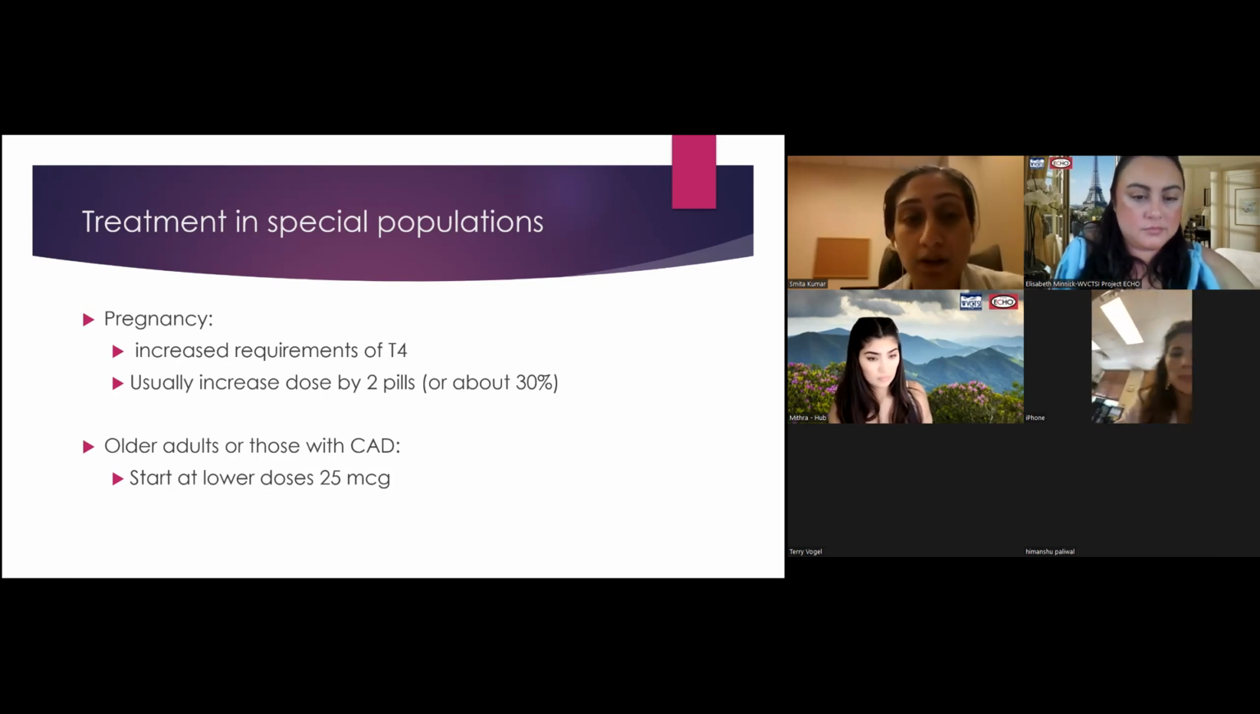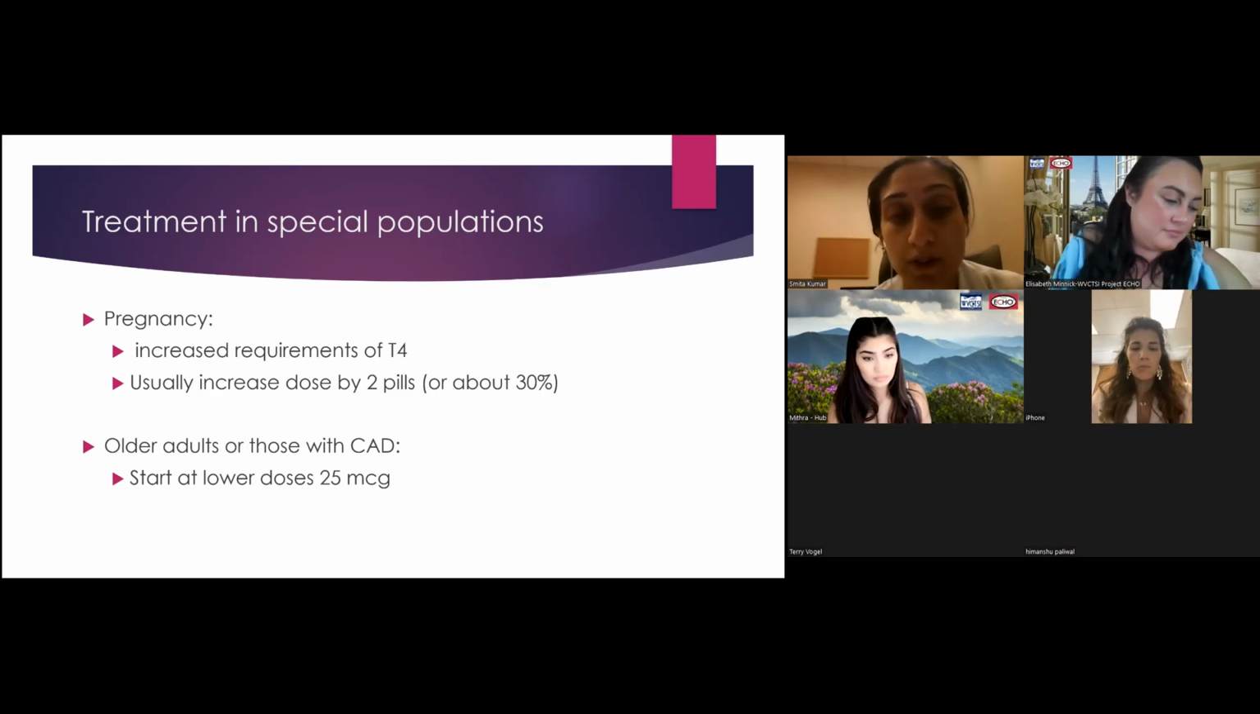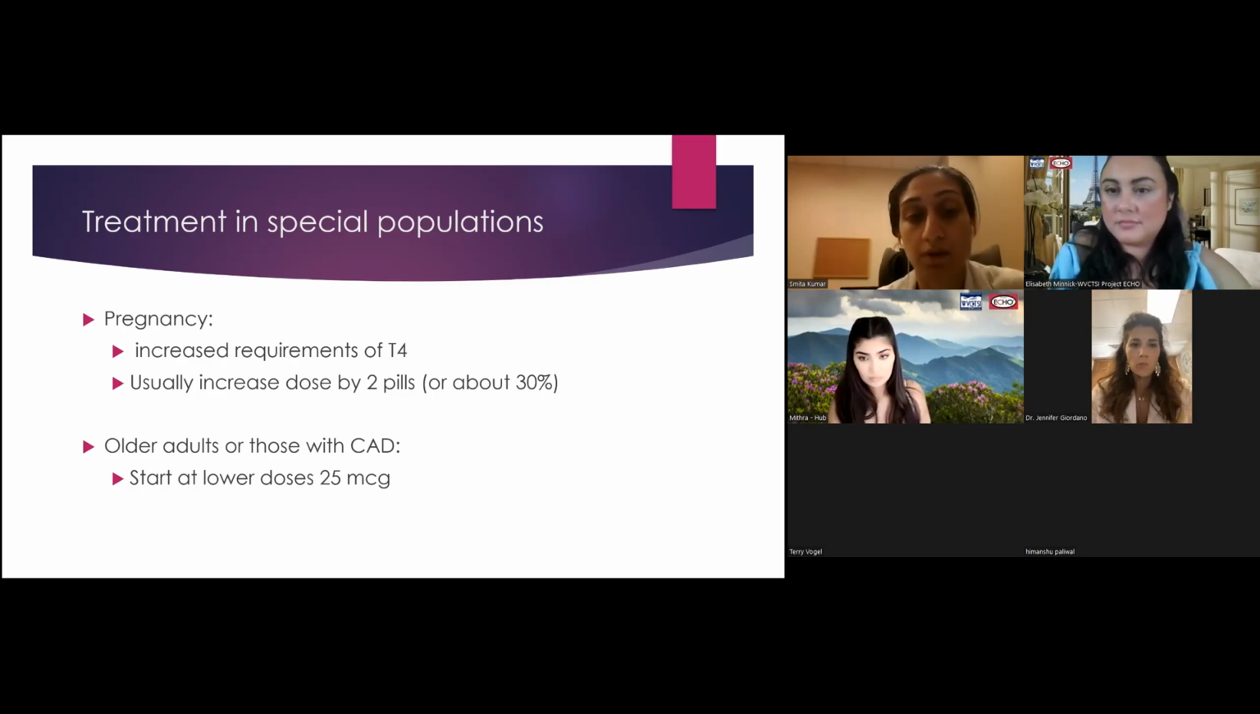And then in adults with coronary artery disease, you might want to start at a lower dose because it can cause arrhythmias and increase angina. As well as in older adults, you want to be careful for similar reasons and the impact on the heart. So sometimes you might think about starting at lower doses, like around 25 micrograms or 50 micrograms, and titrating up from there.